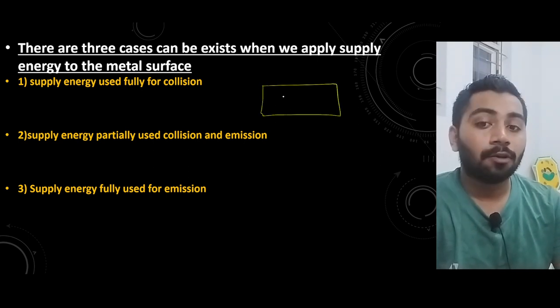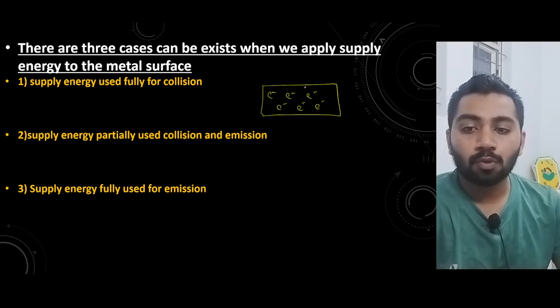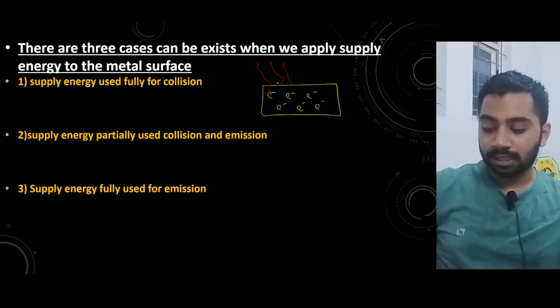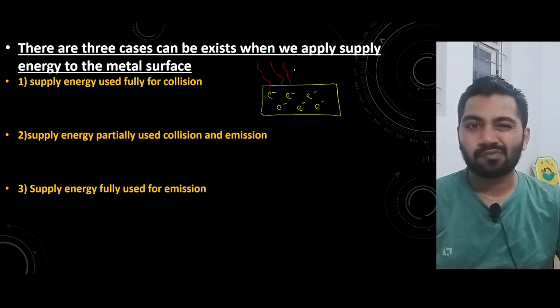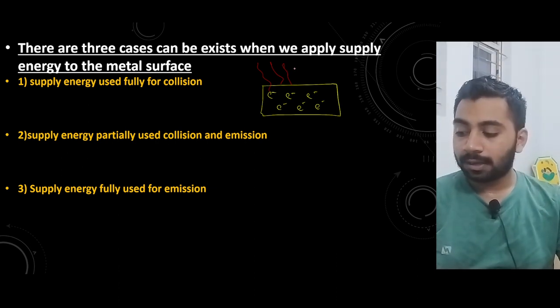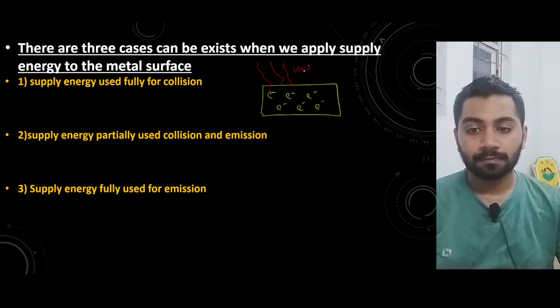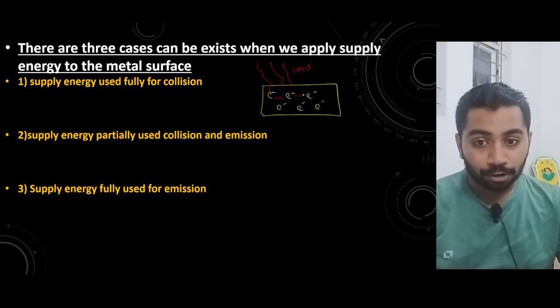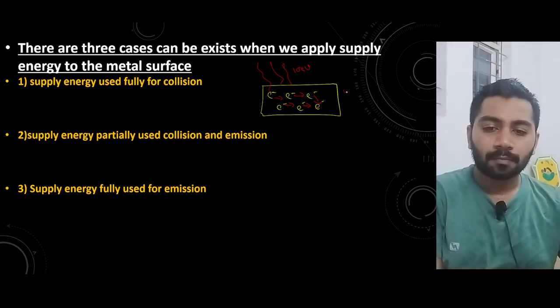Now this is your metal, and these are your electrons. Now suppose I am supplying some energy here, let's say 10 eV of energy. Now this electron uses all the energy for collision, using all the energy for collision.